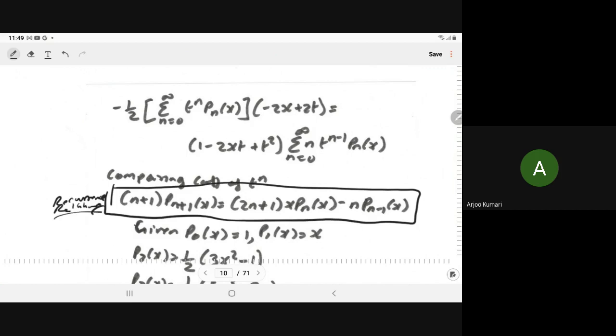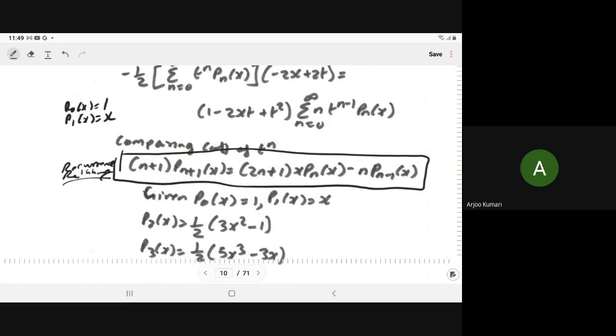Now, what is the benefit of the recurrence relation? You know that P0 of x is equal to 1, and P1 of x is equal to x. So using these two results, you can compute P2, P3, P4, P5. Through the Rodrigues formula, we have to take the nth derivative, meaning second derivative, third derivative, fourth derivative, and so on. But with the help of the recurrence relation, you just put P0 of x equal to 1 and P1 of x equal to x.